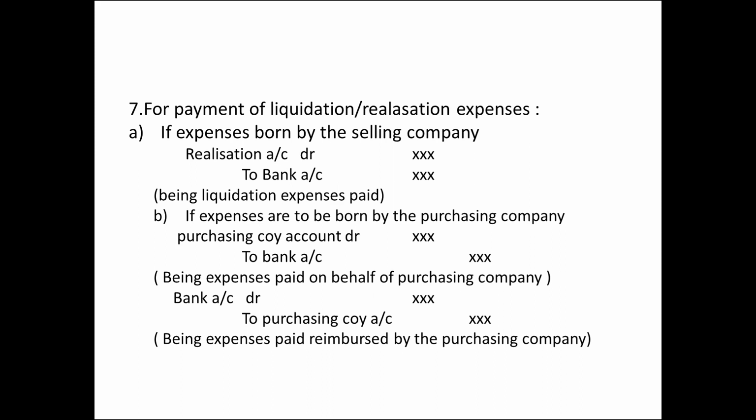Okay, what entry will you post in case of reimbursement of liquidation expenses? In that case, bank account debit to purchasing company. This entry will be posted when, in your adjustment, it is given that the selling company will meet an expense of 2000 as liquidation, and later it can be reimbursed by the purchasing company. Like all these, the entry you have to post is bank account debit to purchasing company account. Clear?